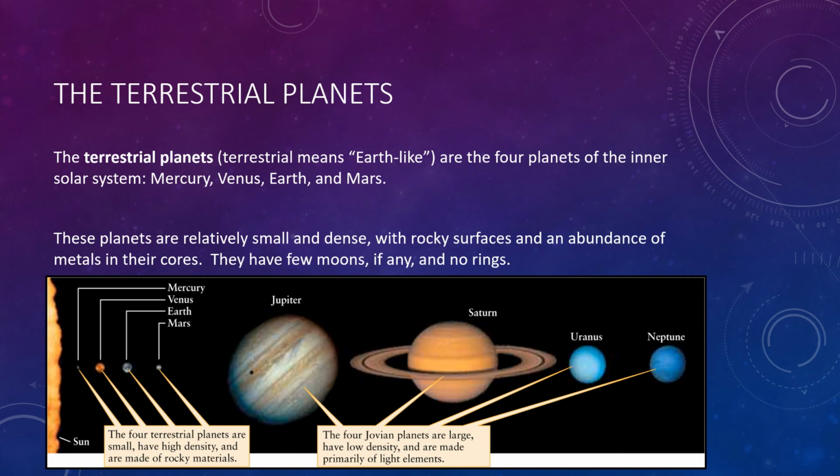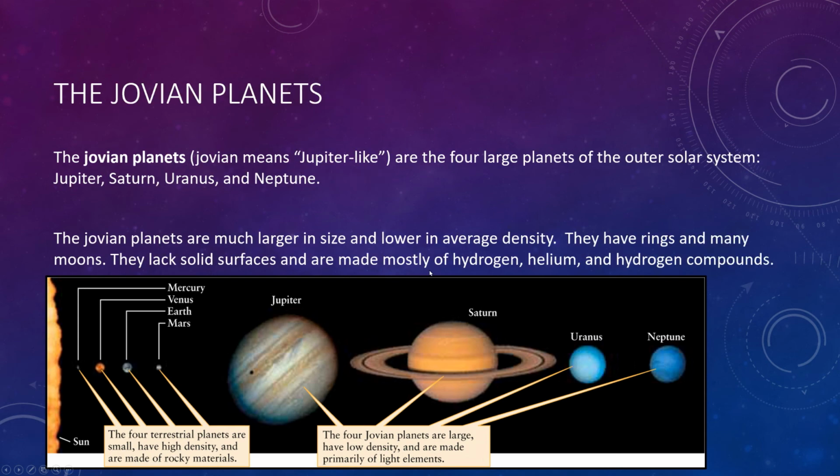We count our moon as a fifth terrestrial world because its history has been shaped by the same processes that have shaped the terrestrial planets. So, this graphic here shows you our four terrestrial planets. Next, then, are the Jovian planets.